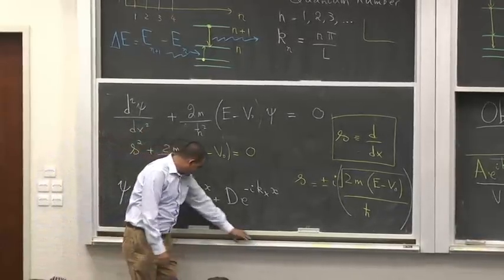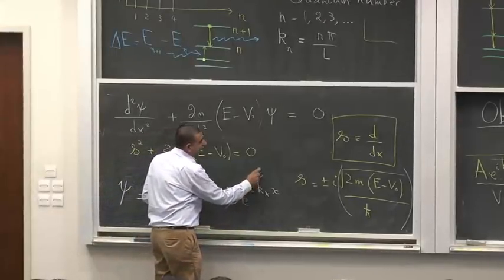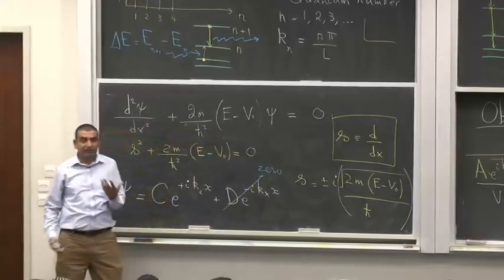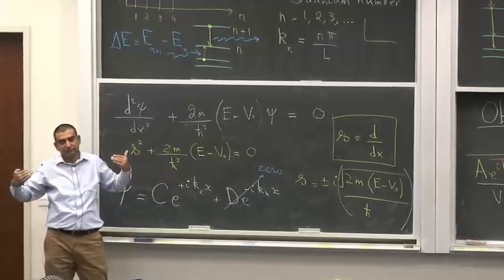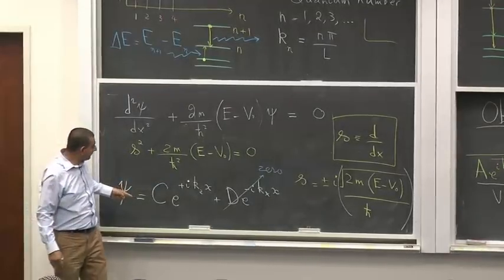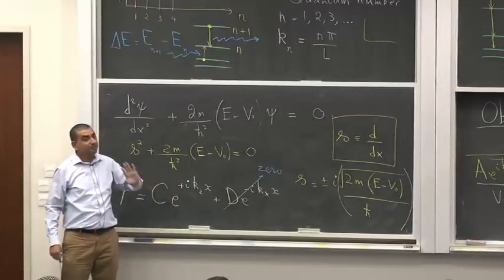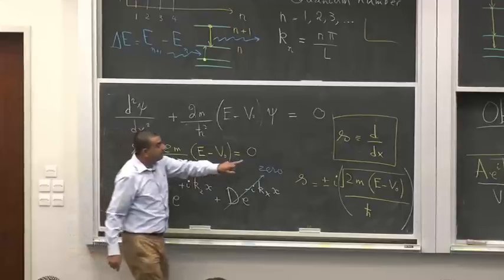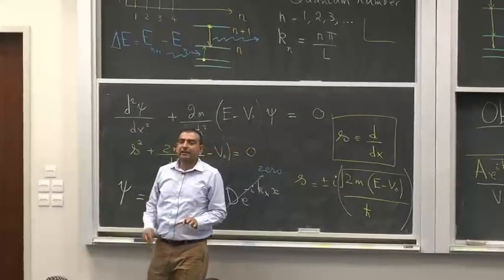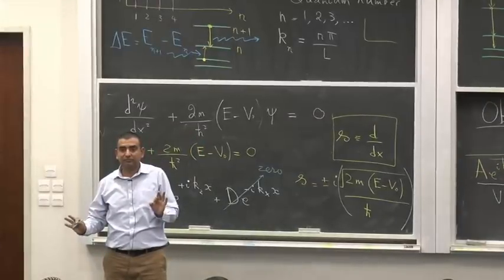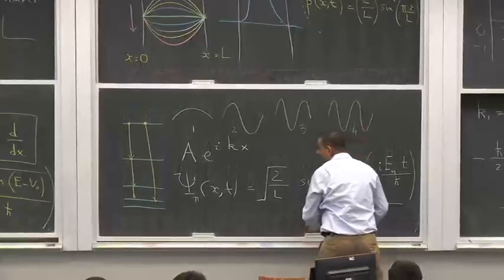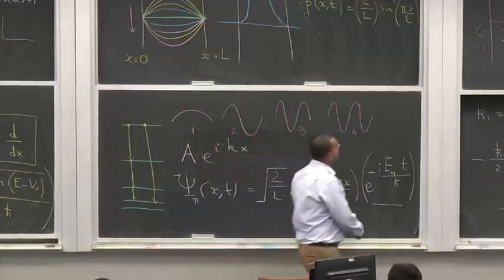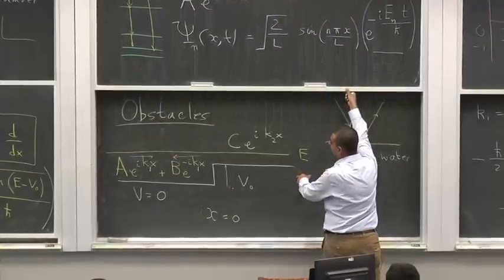Now I've already argued that this term is zero. So mathematics gives me this solution. Now I use my physical insight to tell me that this D has to be zero because there's no backward propagating wave. So now I have C times e^(iK2x) beyond the obstacle. I have found out the value of K2. Now how does K1 compare with K2? Let me write down these things over. And so my K1, I would like to preserve this thing here.